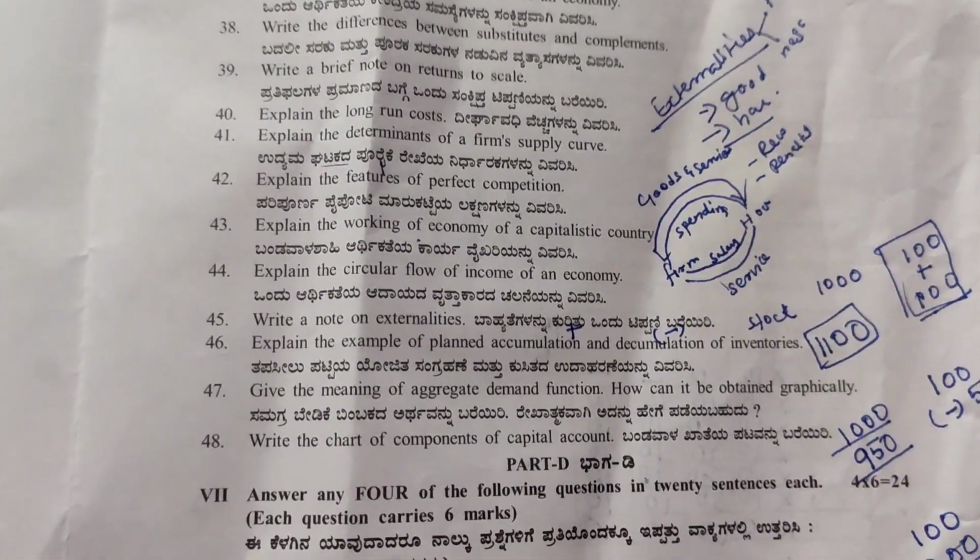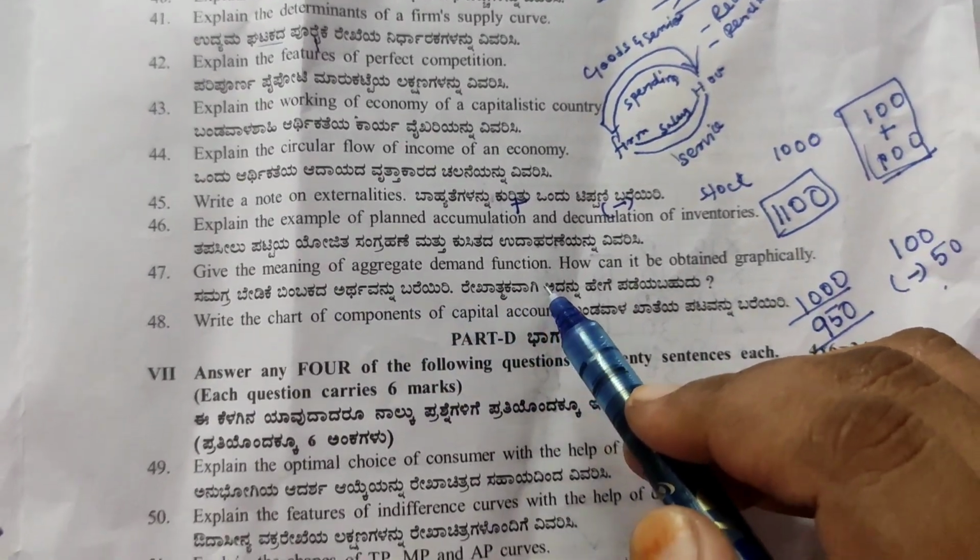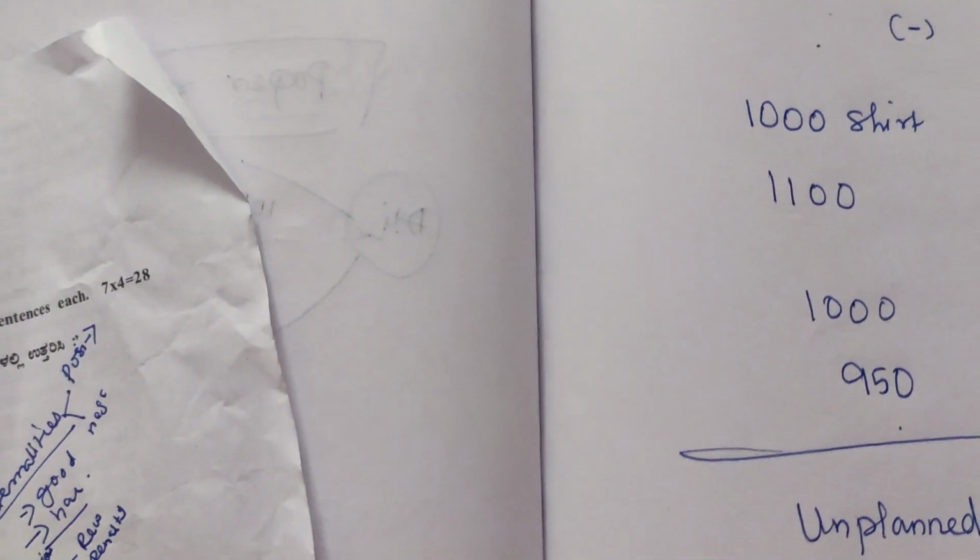After this, what is the question? Give the meaning of aggregate demand function, and how it can be obtained graphically.